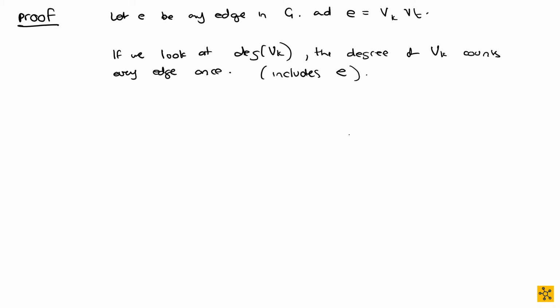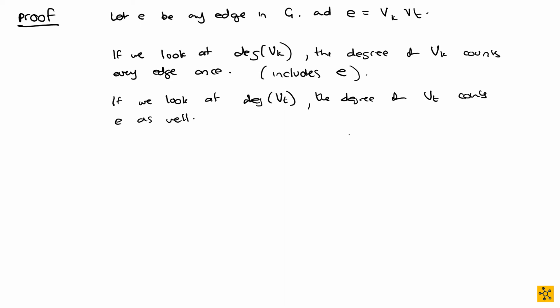Then let's look at the degree of VT. If we look at the degree of VT, it also counts every edge once that's connected to it. And the degree of VT counts E as well. We don't really care that it counts every edge once. What we care about is the fact that it's going to count E as well. Because remember, the whole idea here is we're trying to prove that 2 times the number of edges situation.